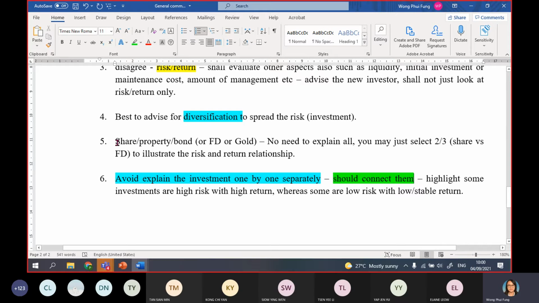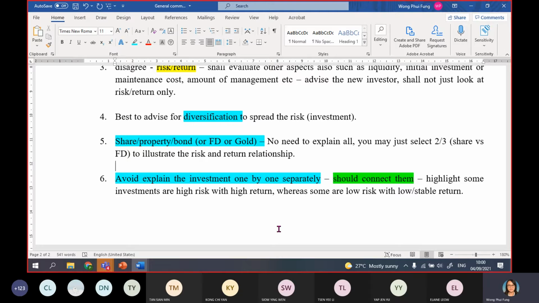And then number 5 also, majority. Majority very like to do that. I teach what, you give me back what. You write share, property, bond, FD, and go. Actually, for this question, you just need to choose 2 to 3 investments to elaborate. Sufficient enough. No need to explain all. You just need to select either 2 or 3, like share, FD, property.